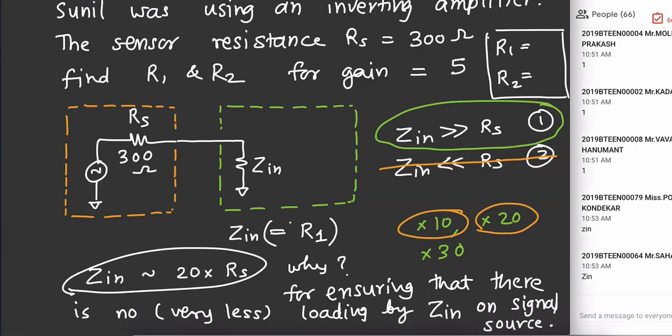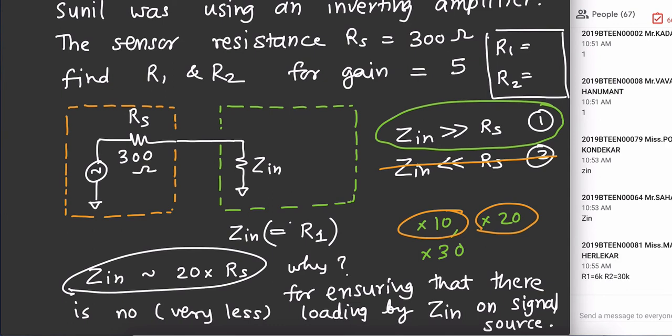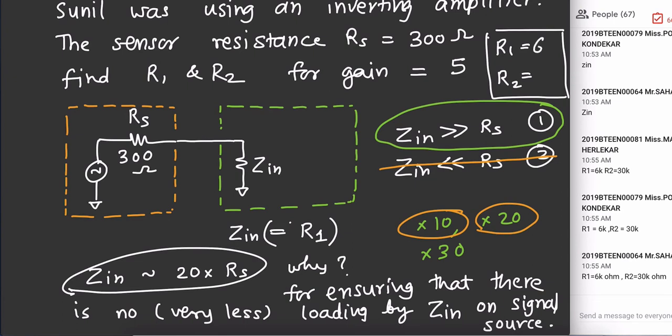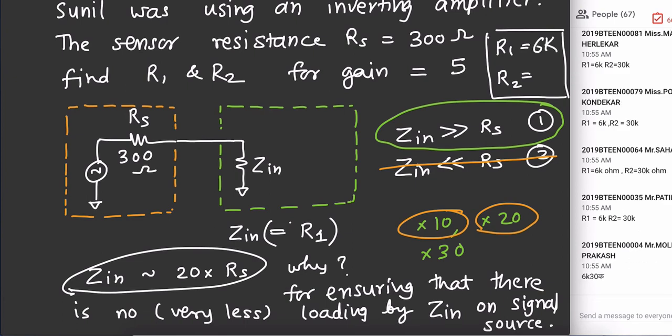So what is the value of R1 and R2? R1 is 20 times Rs. Rs is 300. So how much is that? Just do the calculations, no time required. Okay. R1 is 6K and R2 is 30K. Okay, I think everybody understood this.